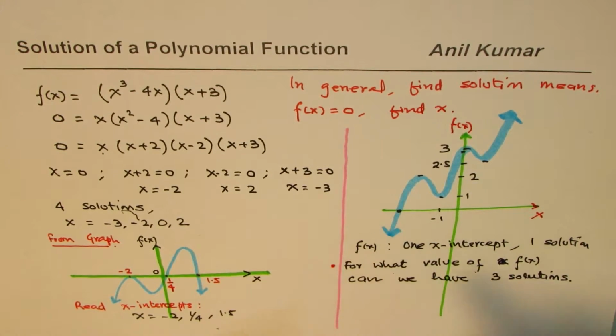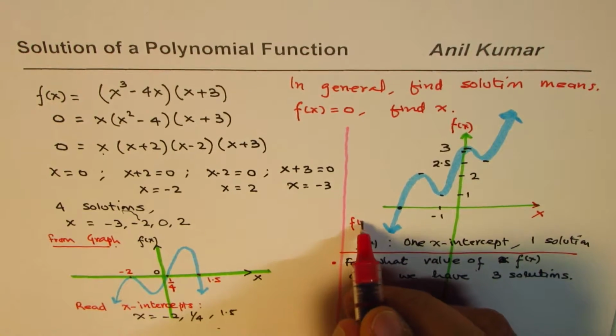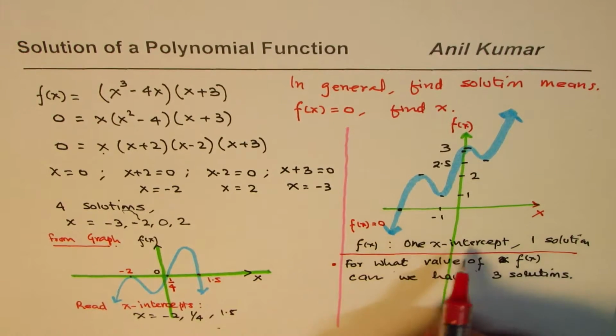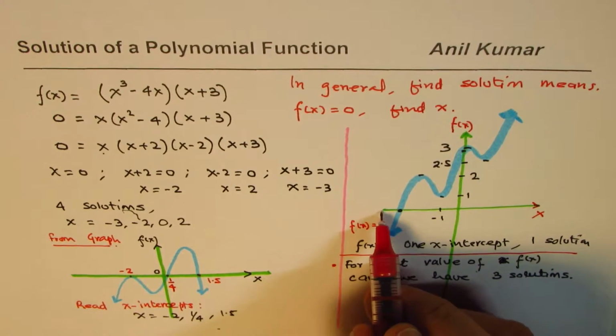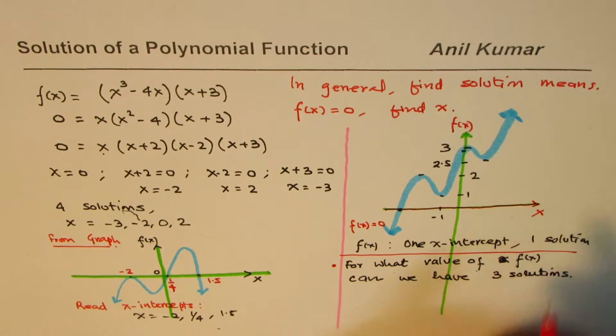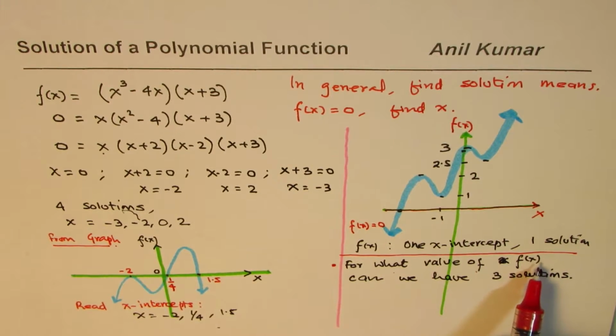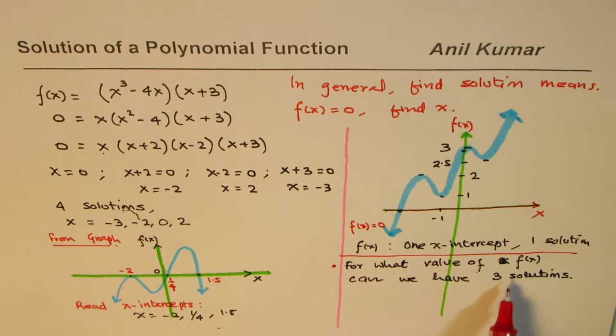Now we know this one solution, let me draw a line here, is when f of x equals 0, right? Then you have only one solution because that's the value. F of x is 0 means x-intercept. Is it okay? X is wherever it crosses the x-axis. Now the question is, for what value of f of x can we have 3 solutions, right? So you may like to answer this question.